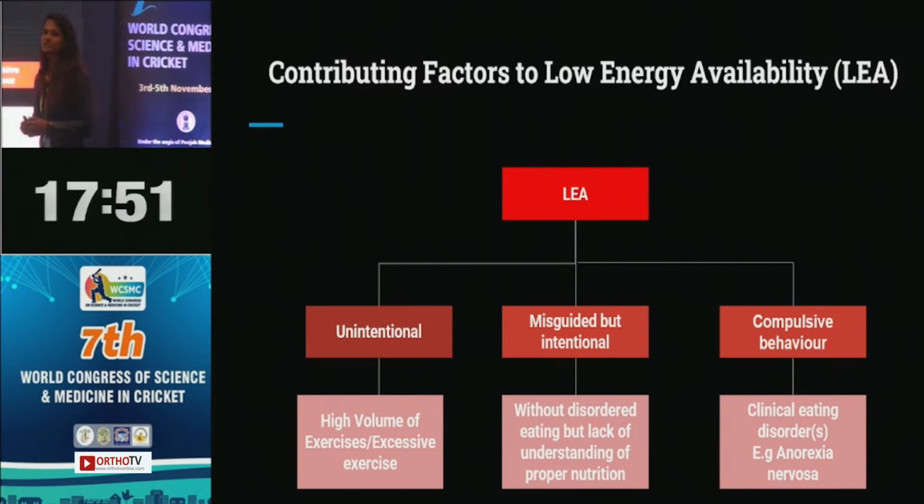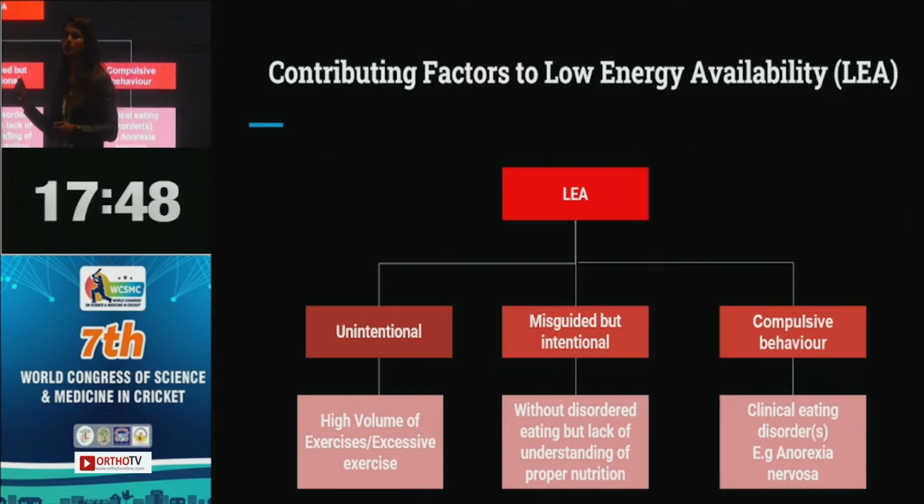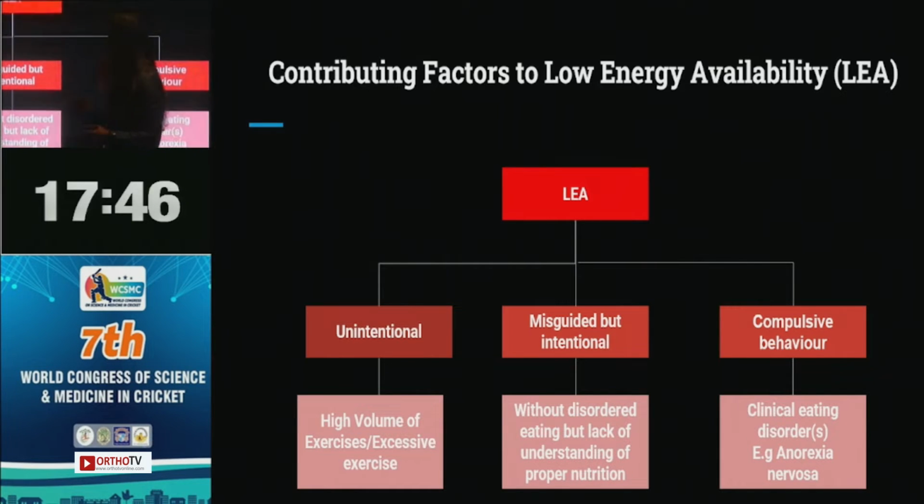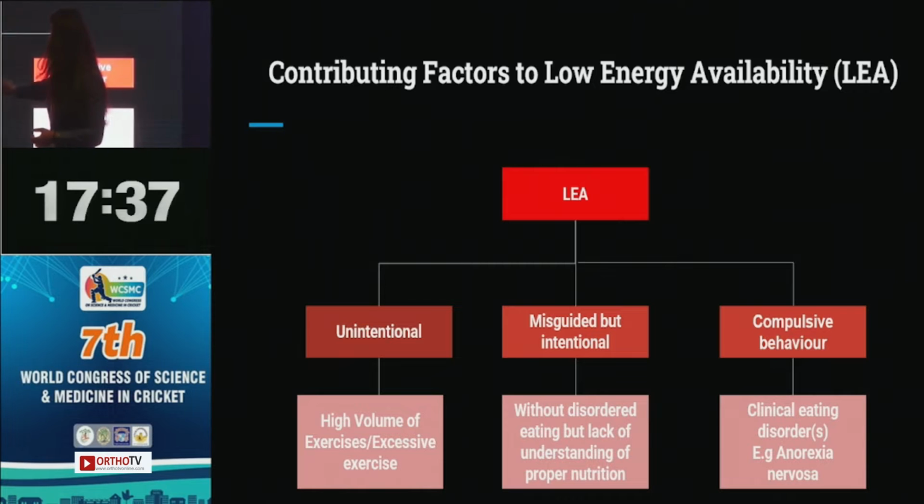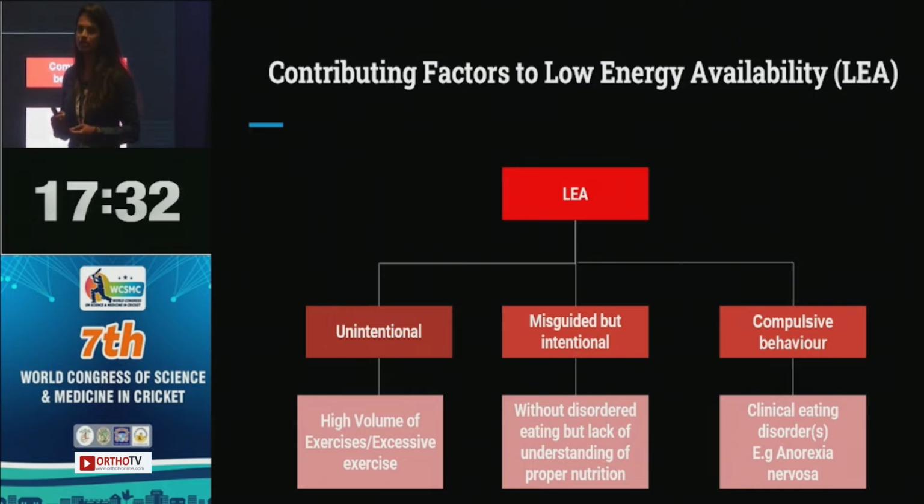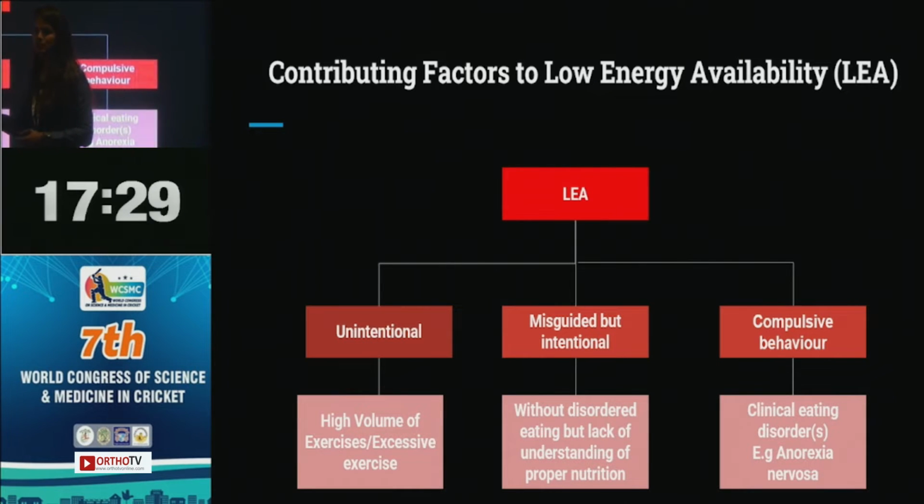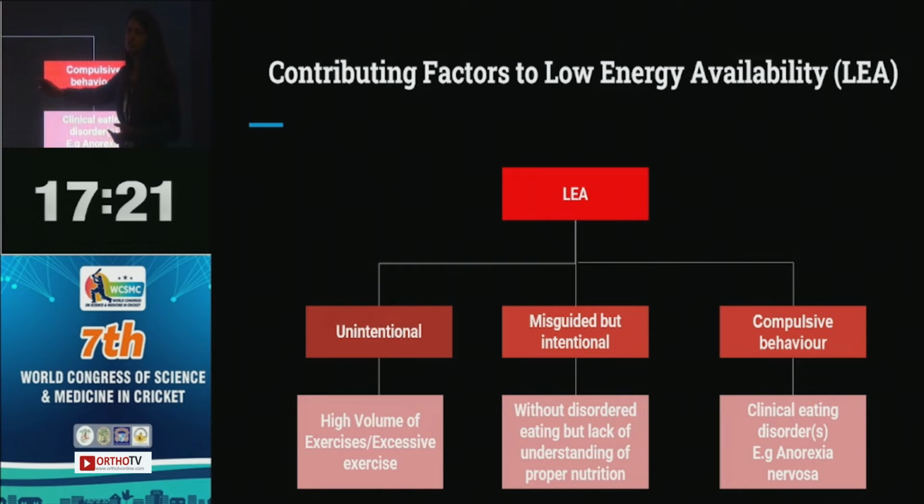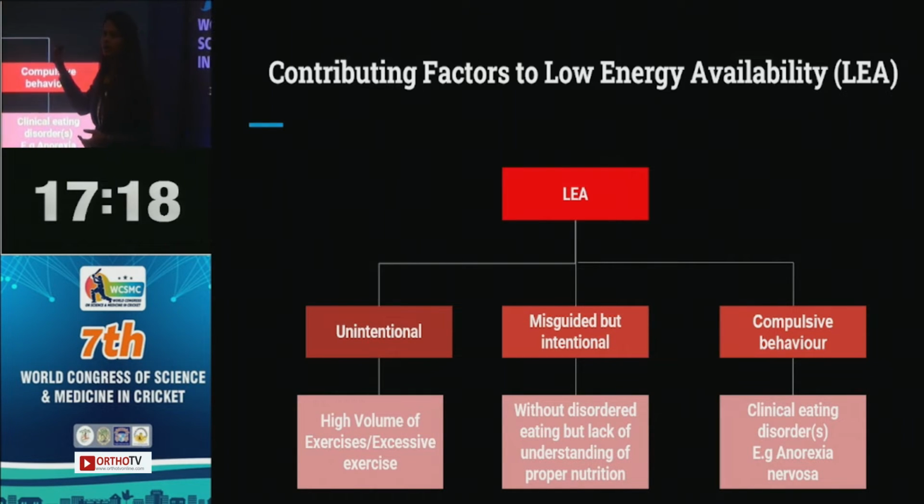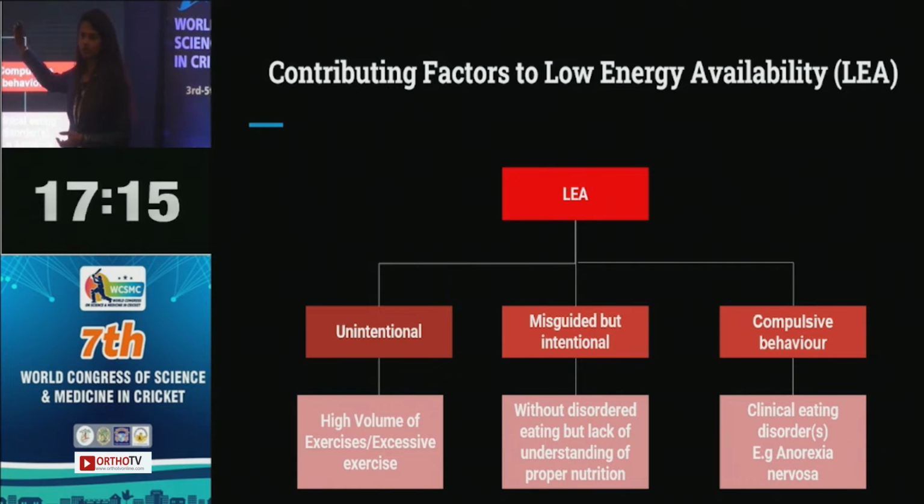Now, what are the contributing factors? What is going to contribute to this low energy availability? What we have seen here is that there are three ways. First, something unintentional, where we talk about a high volume of exercise or excessive exercise. This is not intentional, the athlete does not want to do it intentionally, but because every sport demands high physical exertion, an athlete goes through it. So, this unintentional factor can contribute to low energy availability, right. And then comes the misguided but intentional.